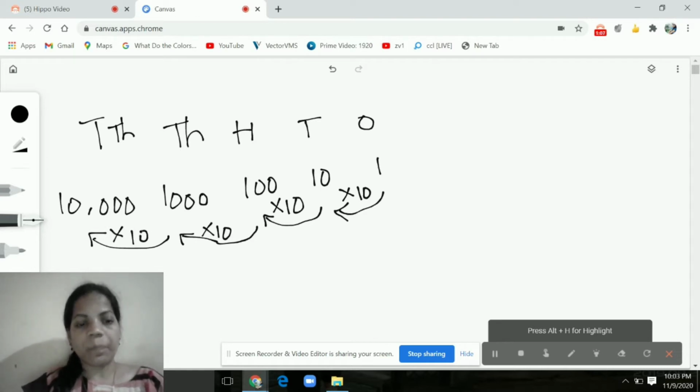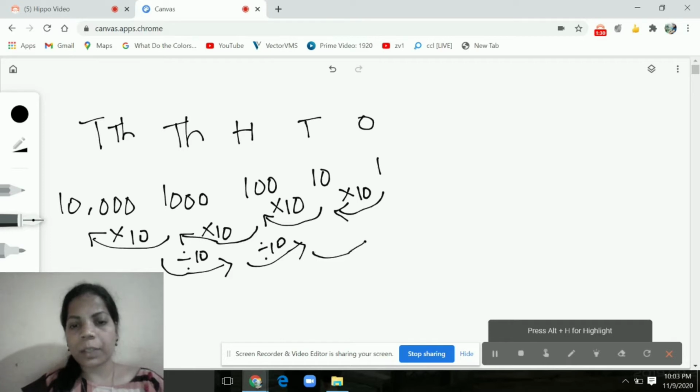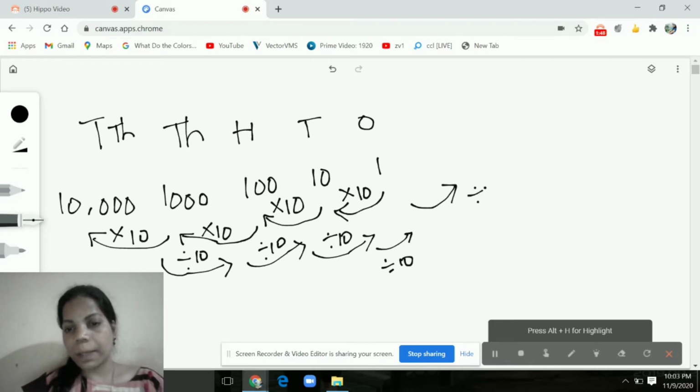Now similarly, if I want to move from left to right, how will the number be? From 10,000 to 1,000, the number is getting decreased by 10 times. From 1,000 to 100, it is getting decreased by 10 times, right? From 100 to 10, again it is getting decreased by 10 times. From 10 to 1, again decreased by 10 times. If I move further towards the right, decreased by 10 times, right?